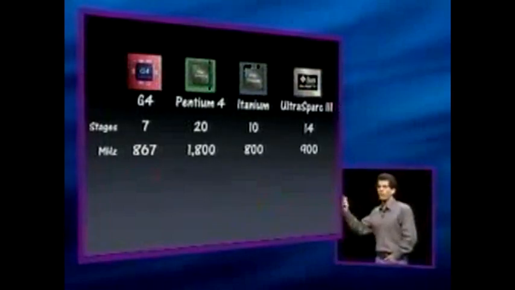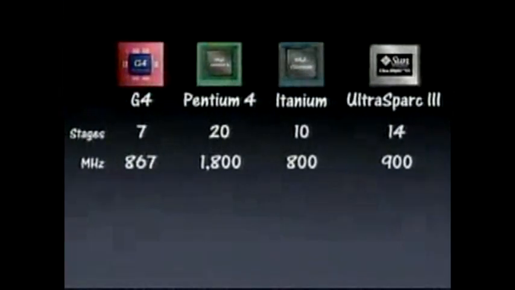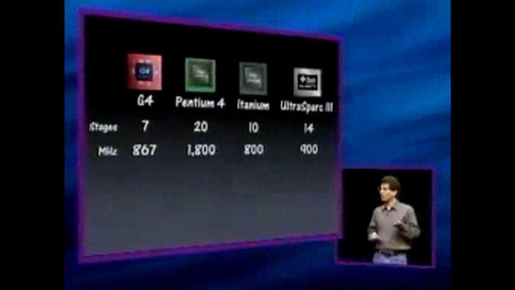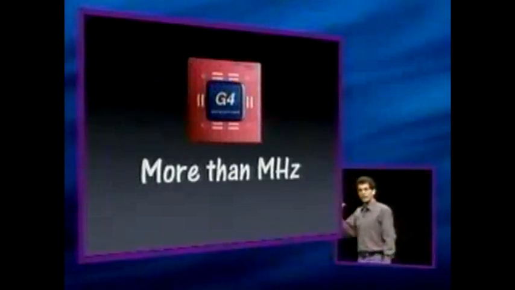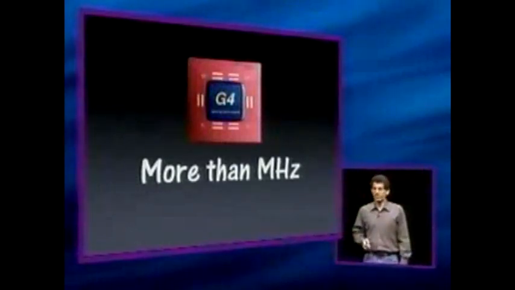So let's go back and compare our four processors again. Here we have the Pentium 4 running at 1.8 gigahertz in those 20 pipeline stages. It's interesting to look at the Itanium because, again, Intel's next generation processor, they chose to go with 10 pipeline stages. Note that it runs at 800 megahertz. And we see the UltraSPARC 3 has 14 pipeline stages and runs at 900 megahertz. So the G4 is an extremely efficient design in that it only has 7 pipeline stages and yet runs at the same speed as other processors that have much longer pipelines. So I hope that this gets you to understand that performance is more than just megahertz, and I hope you're not fooled by the megahertz myth. Thank you, everybody.